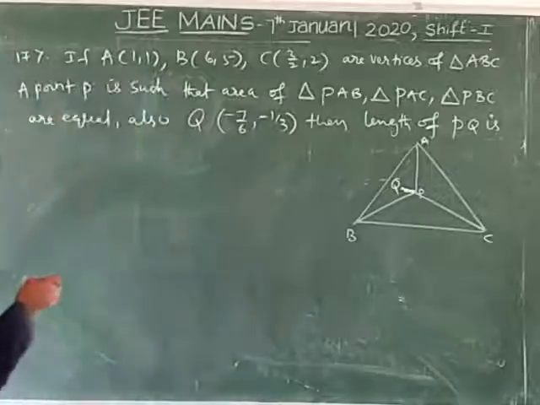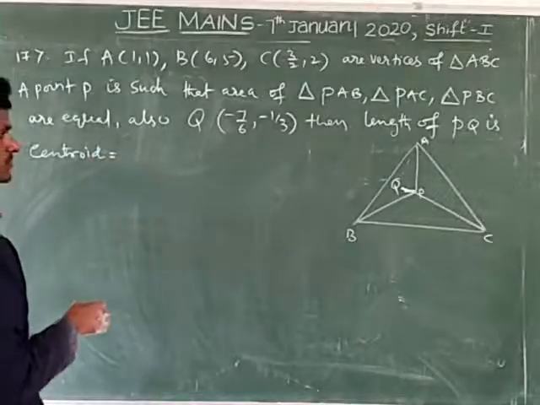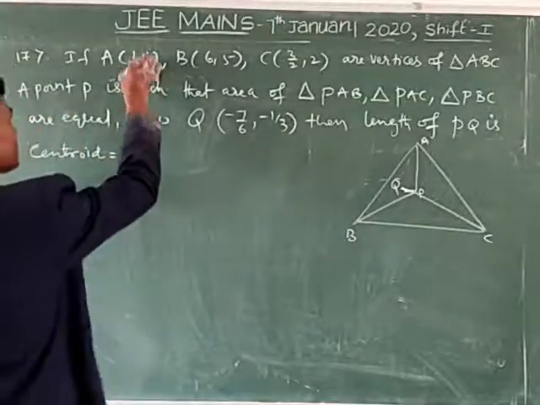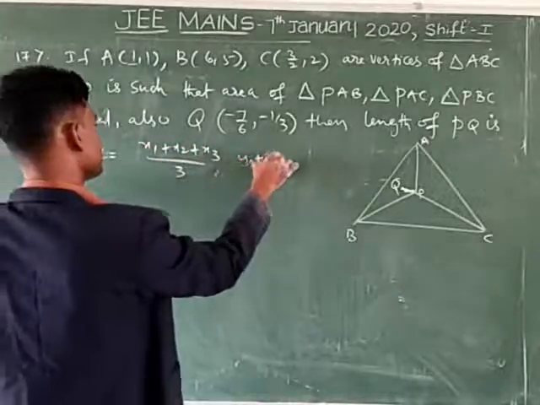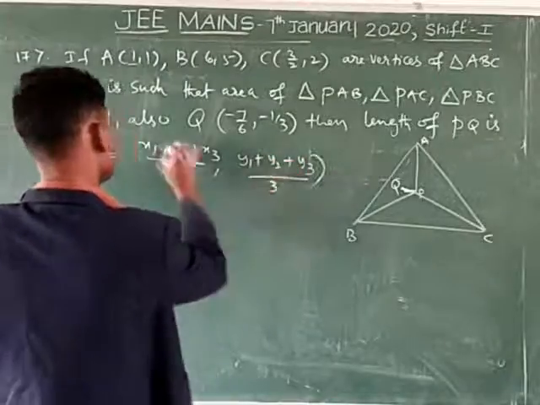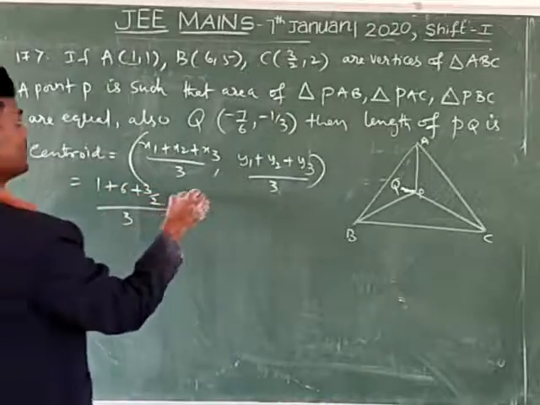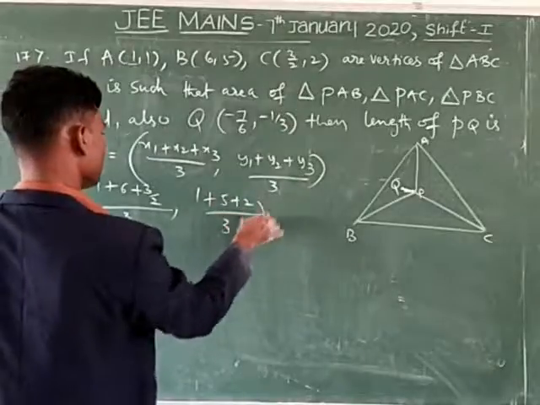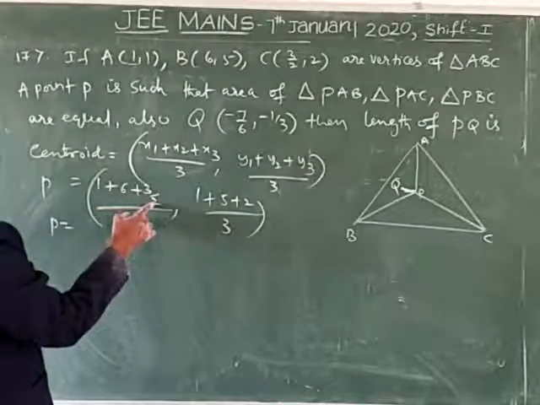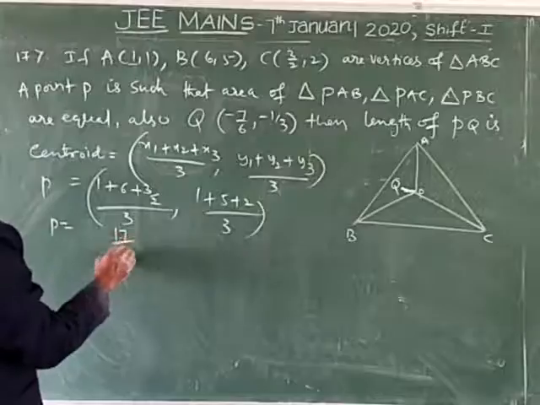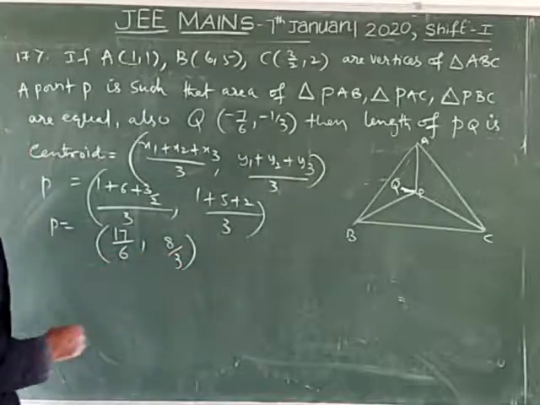Now see here, first we have to find the centroid. Centroid is equal to (x1 plus x2 plus x3 by 3, y1 plus y2 plus y3 by 3). Now here, (1 plus 6 plus 3 by 2) by 3 comma (1 plus 5 plus 2) by 3. This is the point P, the center. Here 7 twos are 14 plus 3, 17 by 6, and here 8 by 3. This is P.